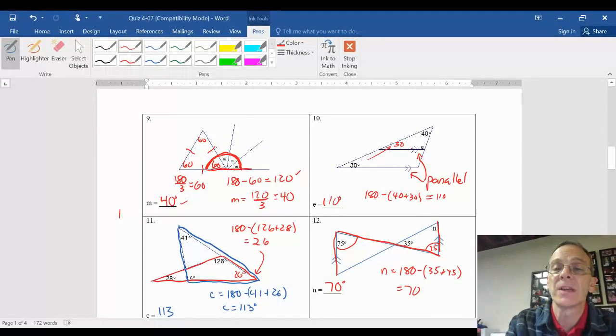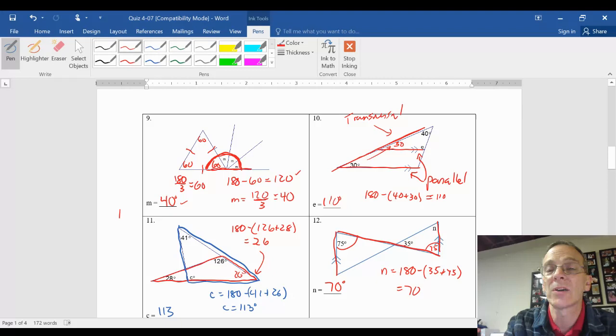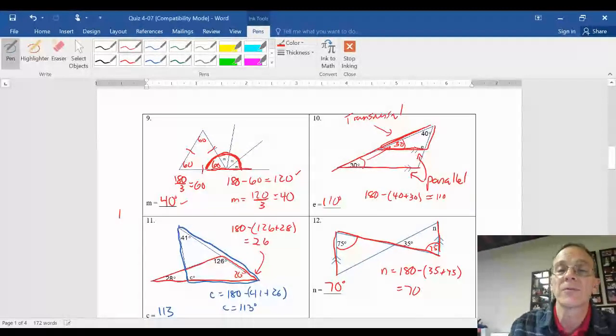And number 10, once again, parallel line marks here mean that these 2 parallel lines, which are being crossed by this 3rd line, the transversal, right? You remember that word? Creates a variety of angles, and all the acute angles are congruent and all the obtuse angles are congruent. So this 30-degree acute angle must be matched by this acute angle up here. Now we've got a triangle up at the top where we can subtract 30 and 40 from 180.